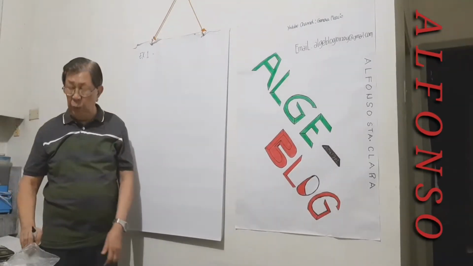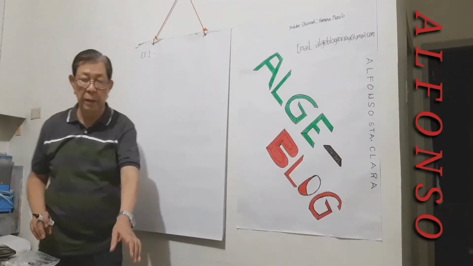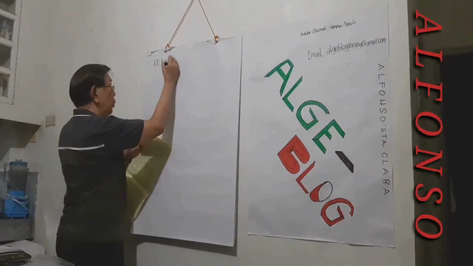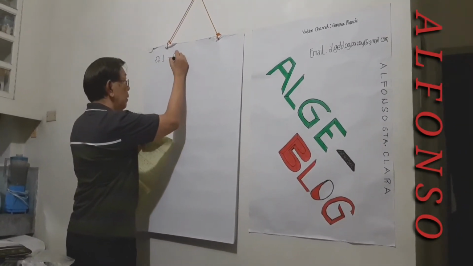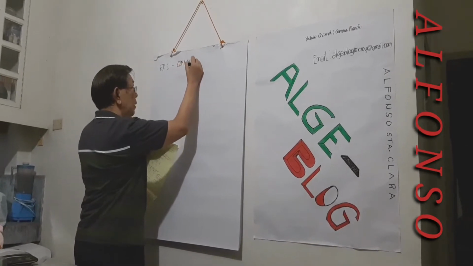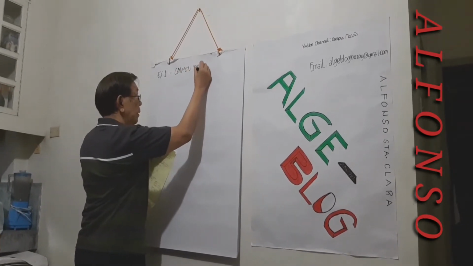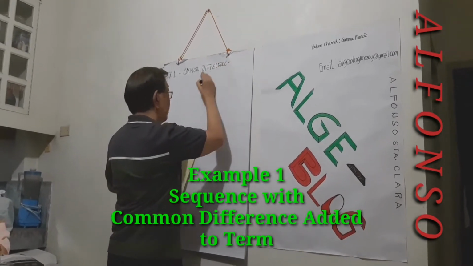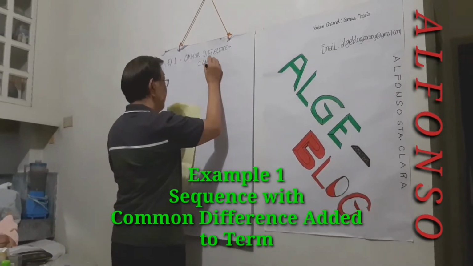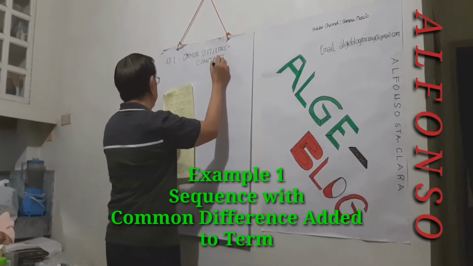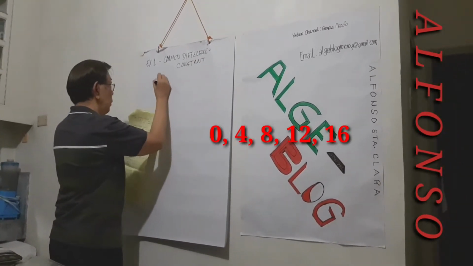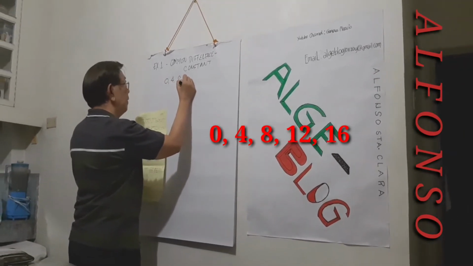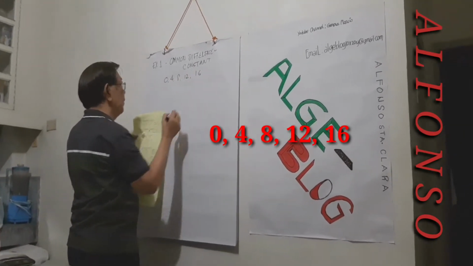So now we go into examples of the arithmetic sequence. Our first example will show a common difference that is constant here, okay? So we have an example of 0, 4, 8, 12, 16.